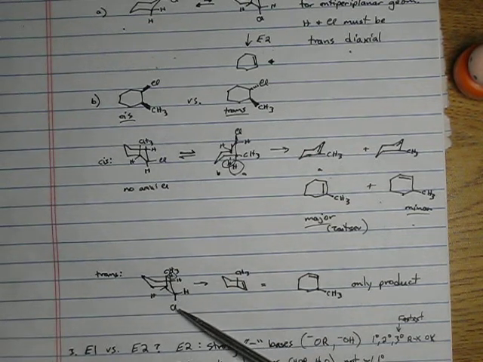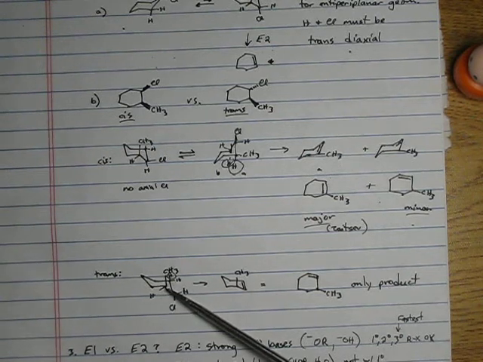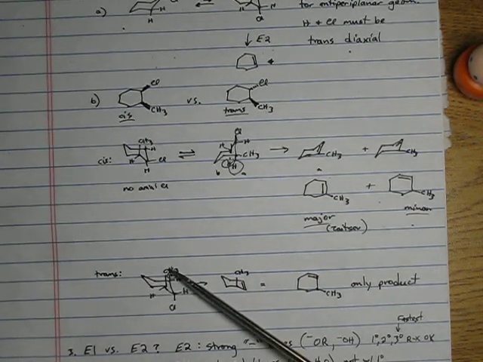And the chlorine is axial down. But note, on this carbon over here, the methyl is axial up. In order to get elimination, we'll need a hydrogen axial up here. We don't have that.